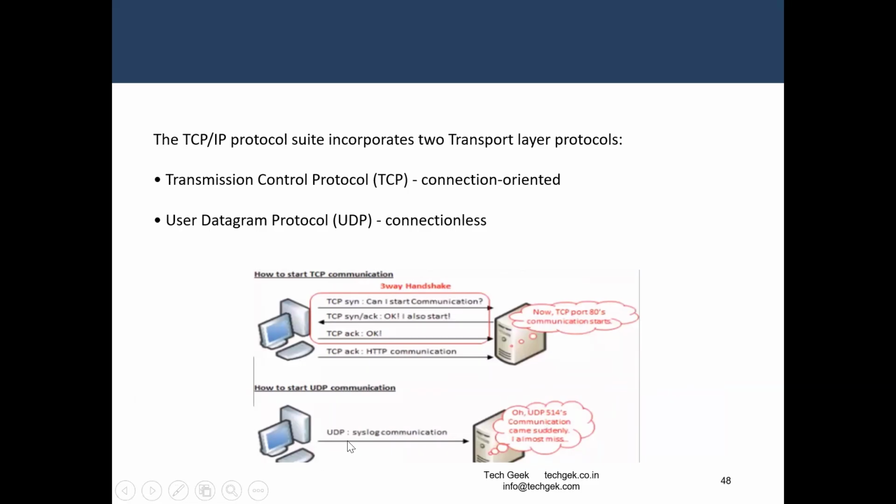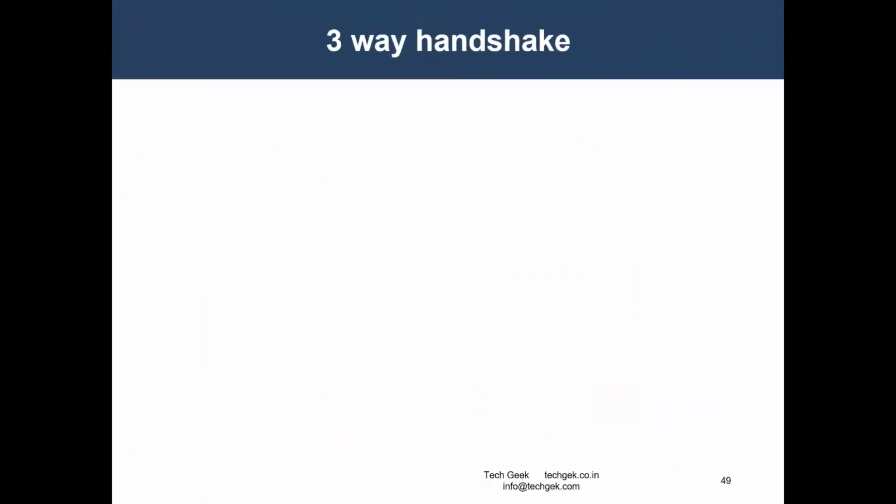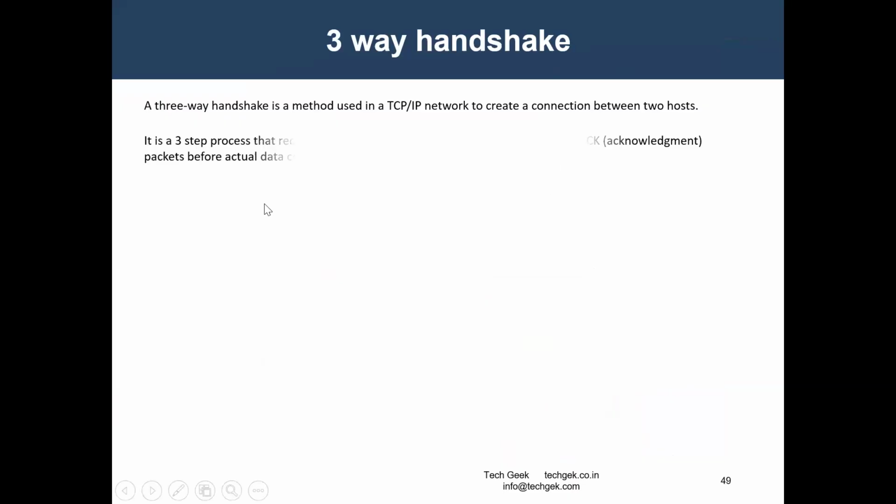Now, if I talk about UDP, there is no three-way handshake. They directly send the packet. What does the three-way handshake mean? Let's understand. The three-way handshake is the method in a TCP/IP network to create a connection between two hosts. It's a three-step process that requires both client and server to exchange synchronized and acknowledged packets before the actual data communication begins.